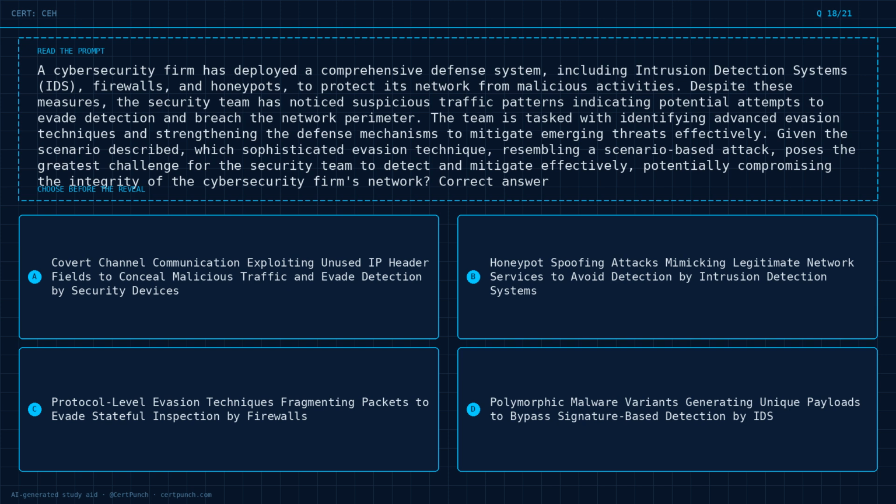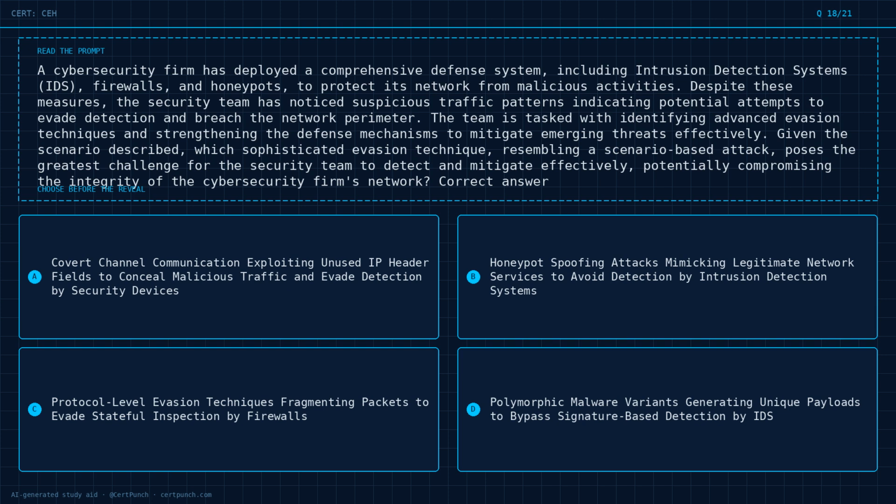Correct answer, Option A, covert channel communication, exploiting unused IP header fields to conceal malicious traffic and evade detection by security devices. Option B, honeypot spoofing attacks, mimicking legitimate network services to avoid detection by intrusion detection systems. Option C, protocol-level evasion techniques, fragmenting packets to evade stateful inspection by firewalls. Option D, polymorphic malware variants, generating unique payloads to bypass signature-based detection by IDS.